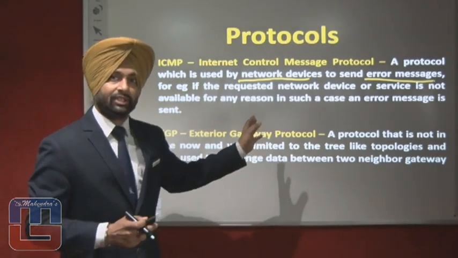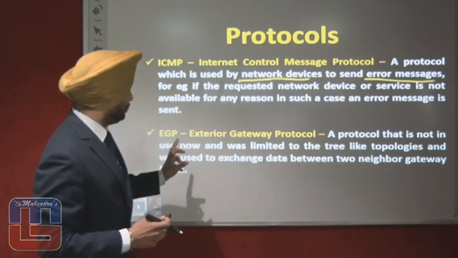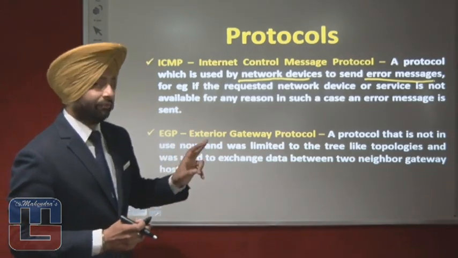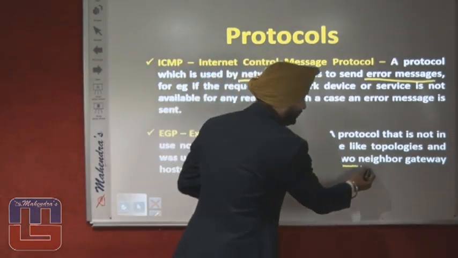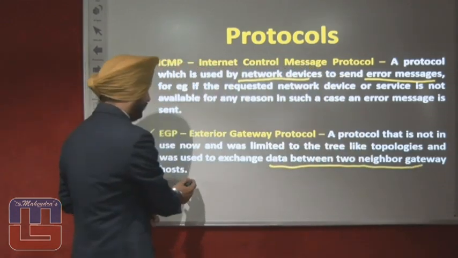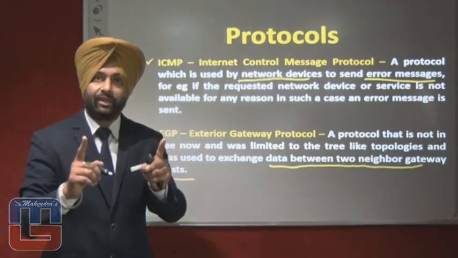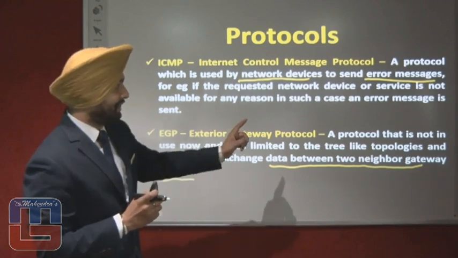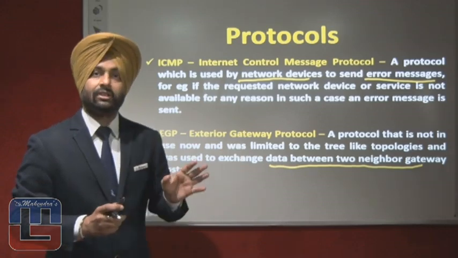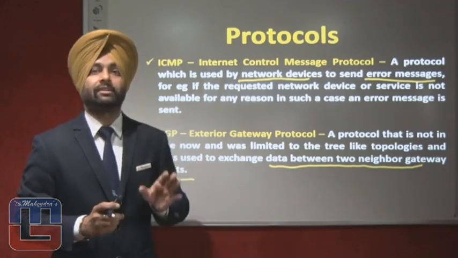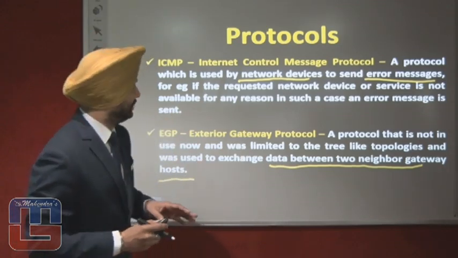Tree-like topologies used EGP, and it was used to exchange data between two neighbor gateway hosts. Now, here is a point that should be noted down. Two neighbor gateway hosts in a tree-like topology used EGP, which is not in use at the current time.